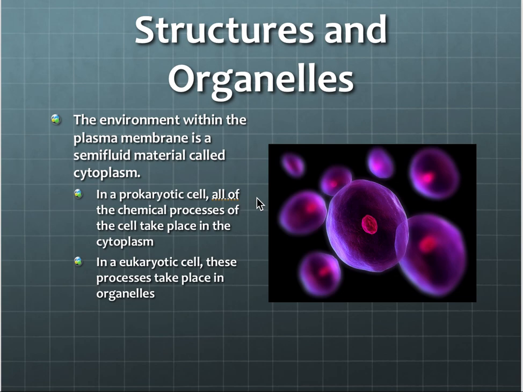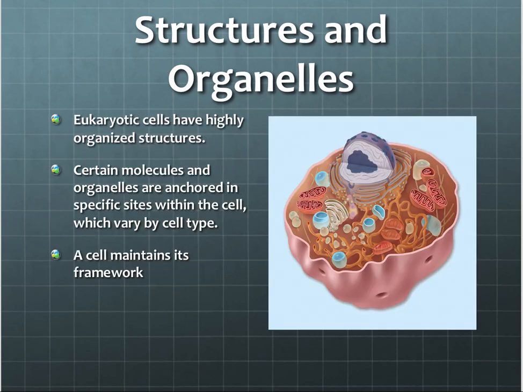In eukaryotes, which is going to be everything but bacteria, that's not the way it is. We have all of our processes taking place in what are called organelles. Now, eukaryotic cells have got very organized structure. We know that those are called organelles, and that there are going to be these organelles anchored into the bottom of the cell, into its framework, so that they don't move around.